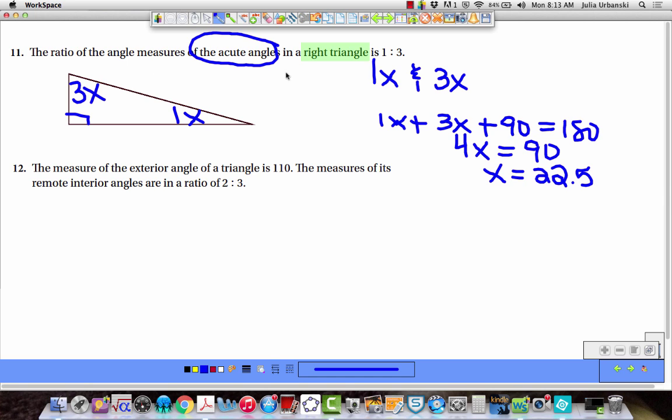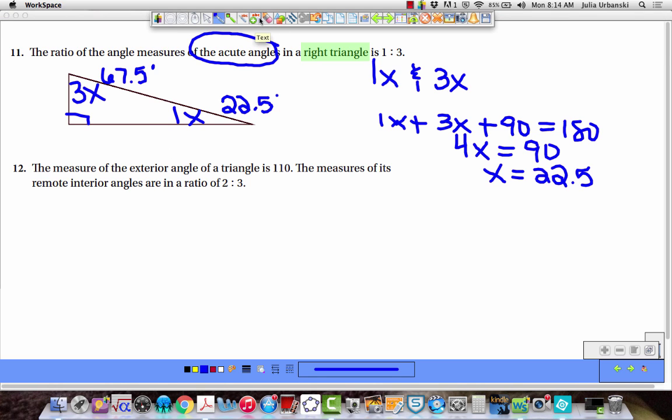It doesn't tell us to find all the angles. We can plug it in pretty easily. This would be 22.5. And what's 22.5 times 3 going to be? 60. Thank you. Let's do number 12.